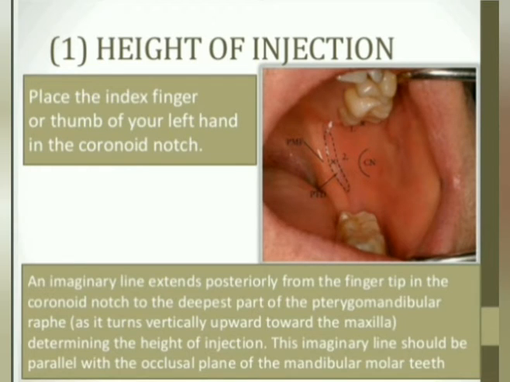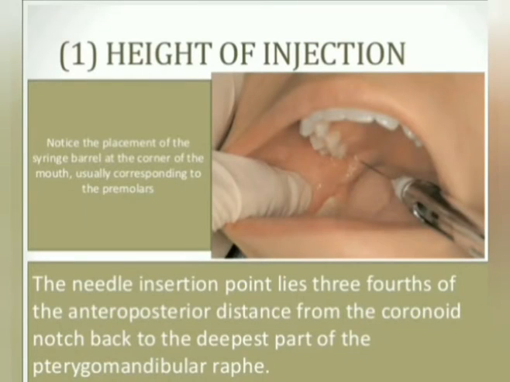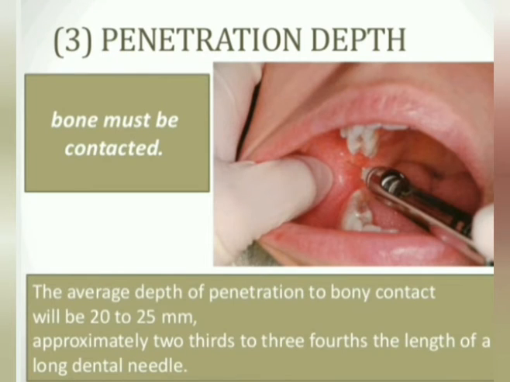In most patients, it is 6 to 10 mm above the occlusal plane. The needle insertion point lies 3/4 of anterior posterior distance from coronoid notch to the deepest part of pterygomandibular raphe. Penetration depth: bone must be contacted during the procedure.